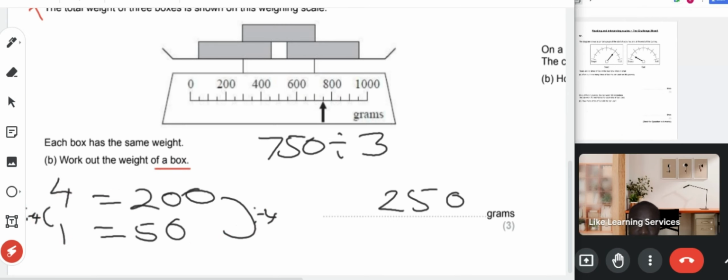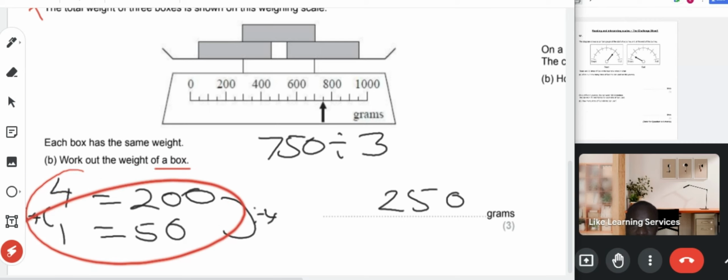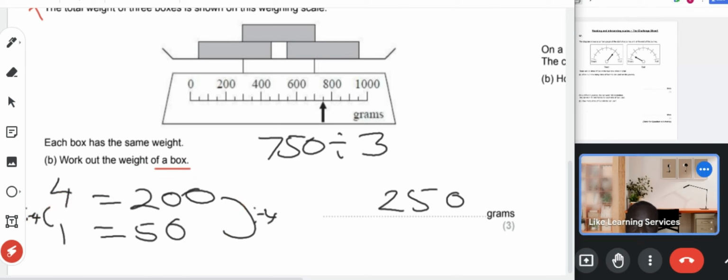Am I still with you? You were able to figure out that each division is 50 grams, because you have 1, 2, 3, 4, and between here and here is 200. Wow, that's fantastic. 600 to 800 is 200. So 4 divisions, 1, 2, 3, 4. 4 divisions is 200 grams. So 1 division is 50. So each division is 50. So 600, 650, 700, 750, 800, and so on. So this is 750 grams.